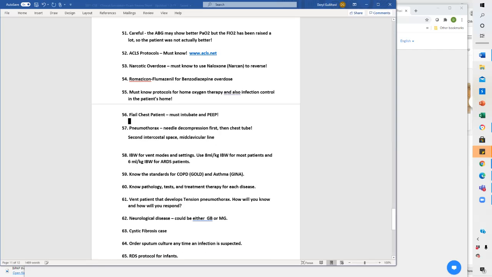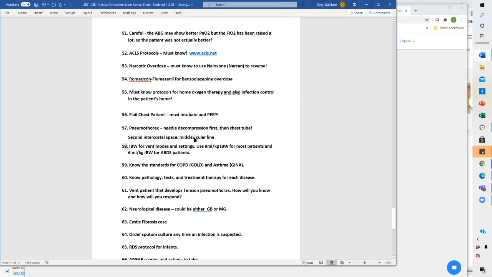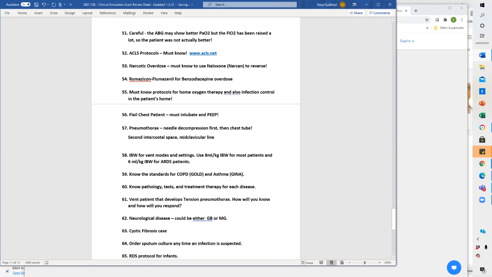Flail chest patient, you must intubate and PEEP that patient. They're going to give you a lot of different options on how to proceed, but the flail chest patient always winds up intubated. There's no other way to ventilate them with that severe damage to their chest.